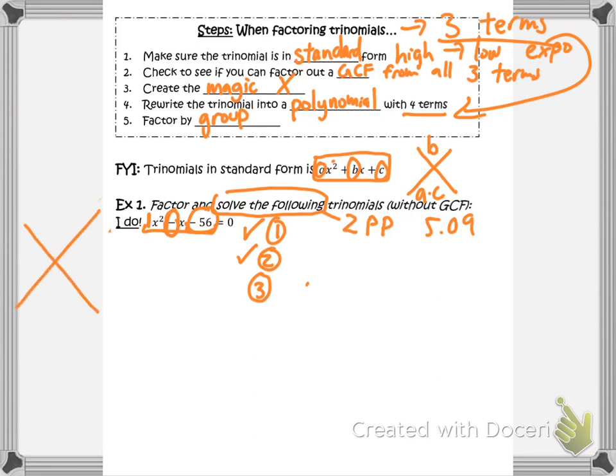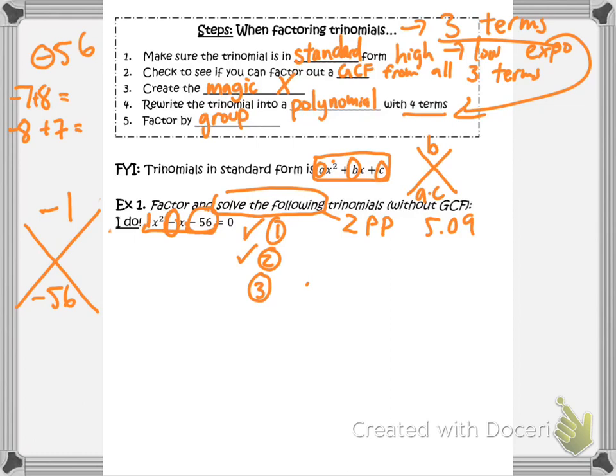Big X. The b value is on top, negative 1. The a times c value is negative 56. That's going to be on the bottom. Now from negative 56, choose two factors that multiply to negative 56, but add to give you negative 1. So factors of 56 were 7 and 8, but because this was negative, it could be negative 7 and positive 8, or negative 8 and positive 7.